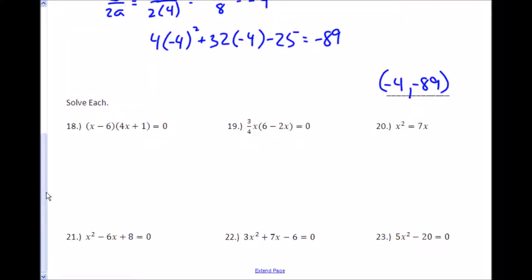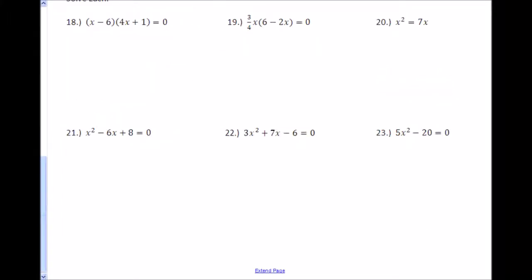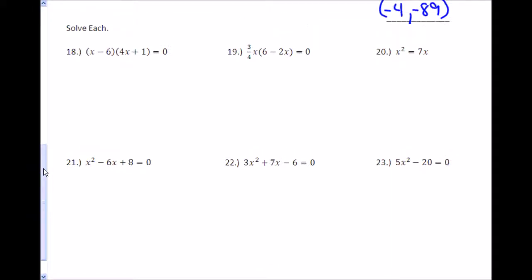Number 18, we want to solve this one by factoring. We're going to use our zero factor property, and really this one's already factored. The zero factor property says if I have two things being multiplied and equal 0, either the first thing, which in this case is the x minus 6, equals 0, or the second thing, the 4x plus 1 equals 0. So the x minus 6 would equal 0, or the 4x plus 1 would equal 0.